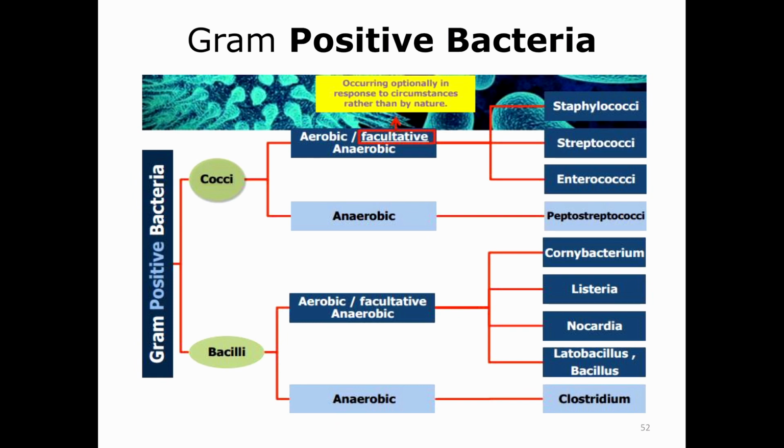Then we have gram-positive bacilli, which may also be aerobic or facultative anaerobic, and they may also be gram-positive bacilli which are anaerobic. So if it is gram-positive bacilli aerobic, examples we have are Corynebacterium, Listeria, Nocardia, as well as Lactobacillus. And if it is gram-positive bacilli anaerobic, a typical example is Clostridium.